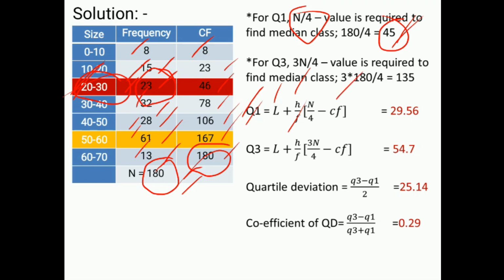This value will be the preceding value of the quartile class in the cumulative frequency column, that is 23. So please do remember, CF is the preceding value of the quartile class in the cumulative frequency column, that is 23. Apply these values and you will get the answer as 29.56.